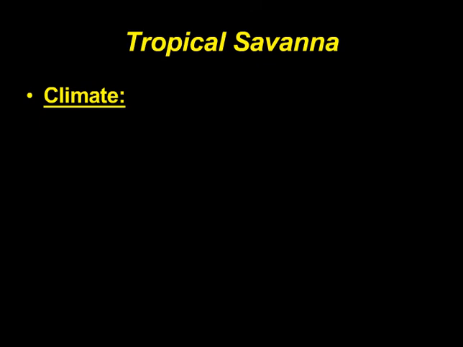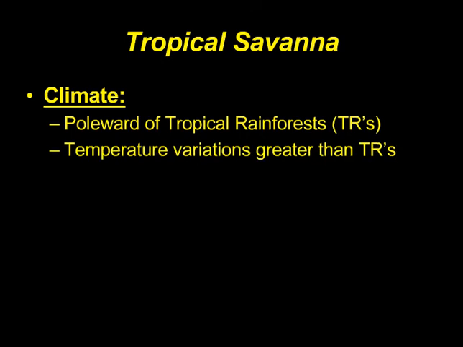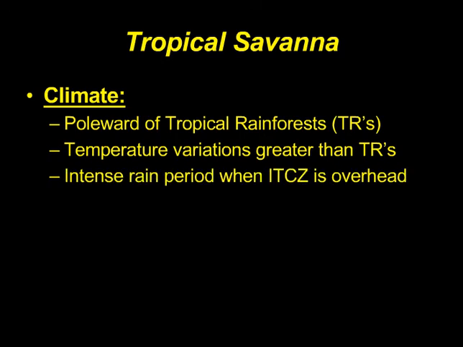The previous map, especially in the case of Africa, showcases the fact that the tropical savannas are going to be poleward on both sides of the tropical rainforest. Further, these are going to be areas that have temperature variations that are greater than tropical rainforests. This makes sense because these are areas that have greater variability in their day length, but also have lower sun angles during certain times of year than the tropical rainforest.